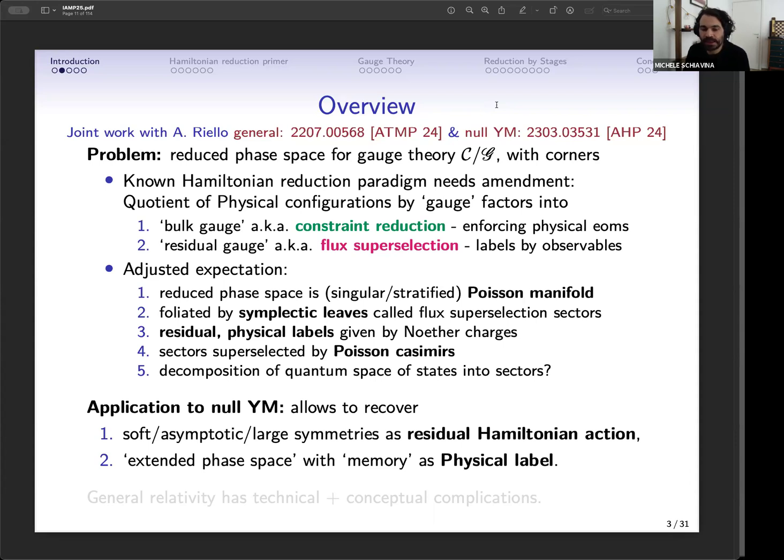And we see emerging from our procedure certain concepts that have gone under the name of extended phase spaces, where in the case of Yang-Mills theory, memory, so electromagnetic memory or some non-abelian generalization of that, is treated as a physical label, because that is, in some sense, a Noether charge. I want to mention, because I know that many of you are interested in this case, that unfortunately general relativity, the application of the general relativity encounters many technical and conceptual complications. So this is still, I guess, work in progress, if one can say that, or perhaps again another perspective.